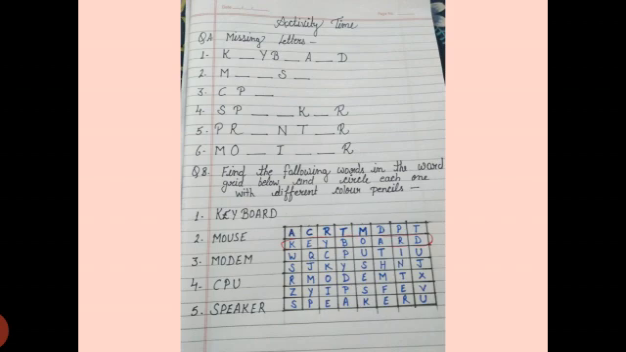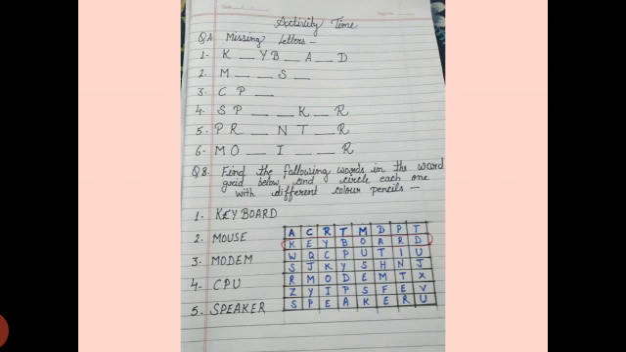Now the sixth and last one. MO dash I dash dash R. Tell me, which part is this? Looks like a TV? Monitor. Very good. Now the second question.